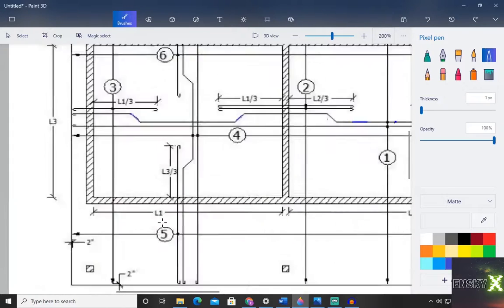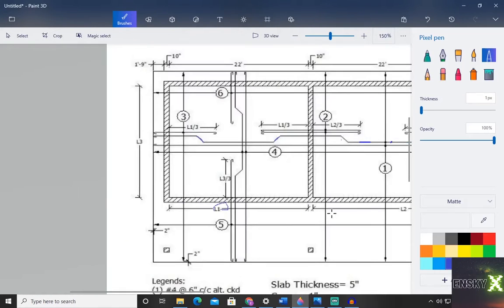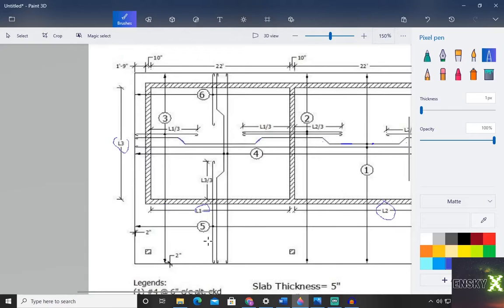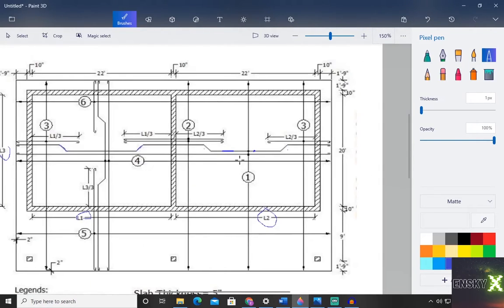You can see there is the L1 and there is the L2 and there is the L3. So what is L1? L1 is actually 22 feet, L2 also 22 feet, and L3 is actually 20 feet. So the calculation is very easy. We have to just put 22 feet divided by 3 plus 10 inch. Then what is L2? 22 feet, then 22 feet divided by 3.